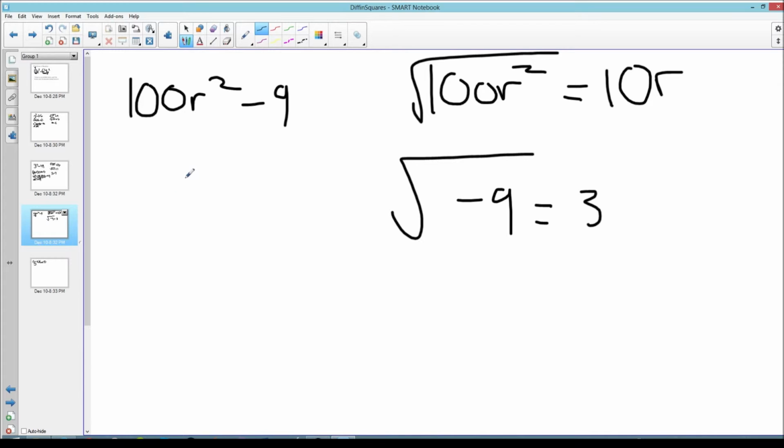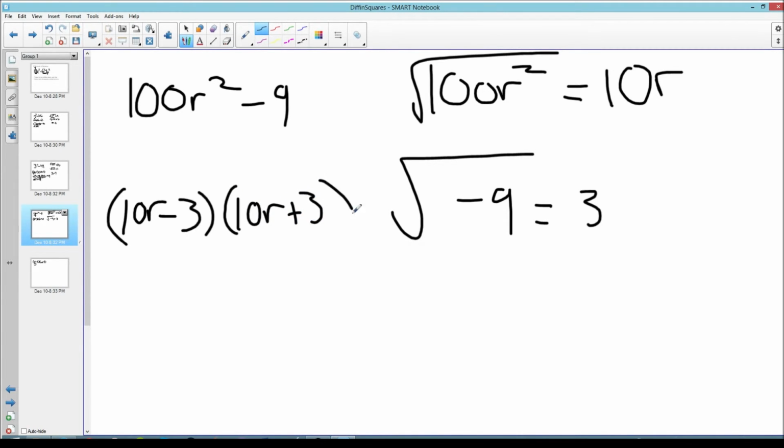And so if you can't square root either one of the terms, or it becomes a decimal, then it's not going to be a perfect square, so it's not going to be difference in squares. So here we would write it as 10r minus 3. Remember again, to get negative 9 we have to do negative 3 times positive 3, so 10r and positive 3.